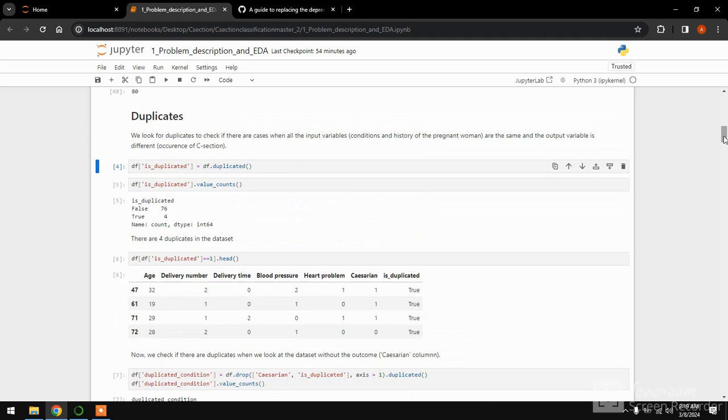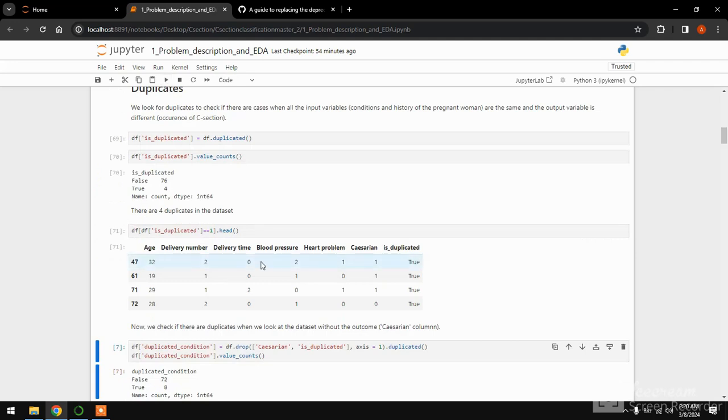In this case we have about 4 duplicates. 76 plus 4 is 80. So we have about 4 duplicates in the system, but we need to remove them so that the data set will not be filled with duplicate values.